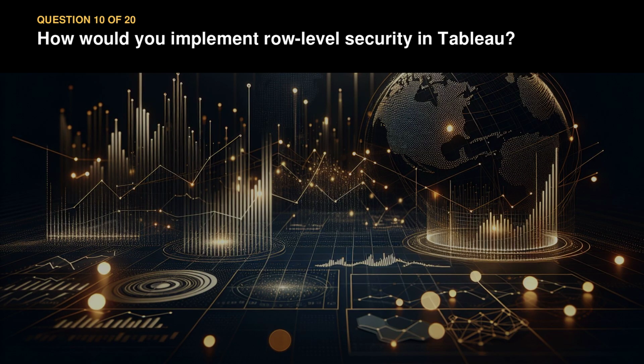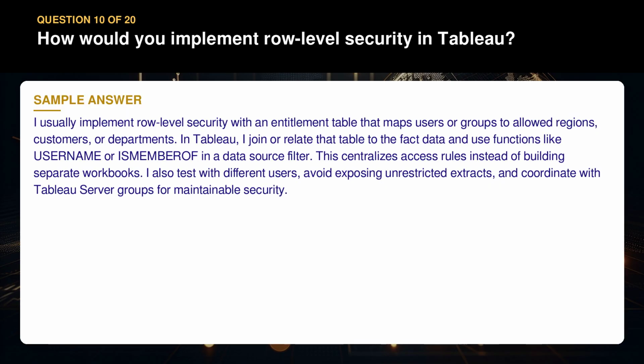Question 10. How would you implement row-level security in Tableau? I usually implement row-level security with an entitlement table that maps users or groups to allowed regions, customers, or departments. In Tableau, I join or relate that table to the fact data and use functions like username or isMemberOf in a data source filter. This centralizes access rules instead of building separate workbooks.